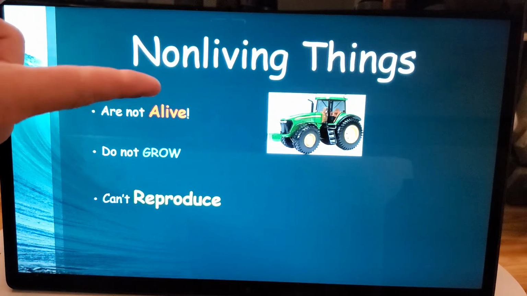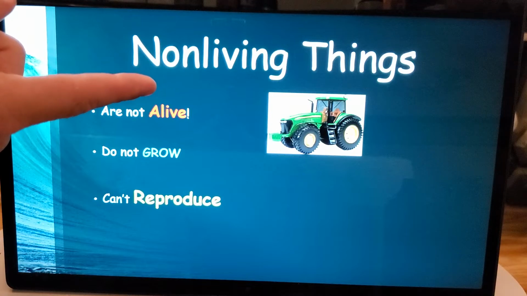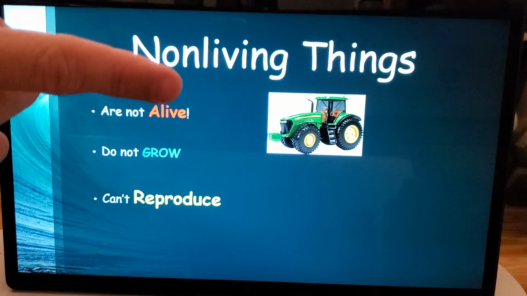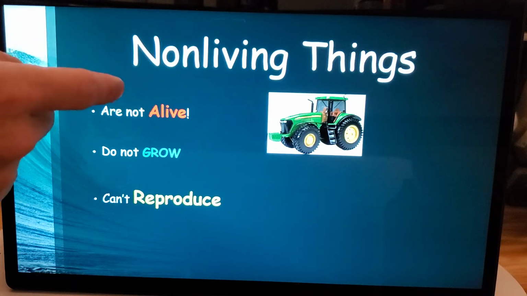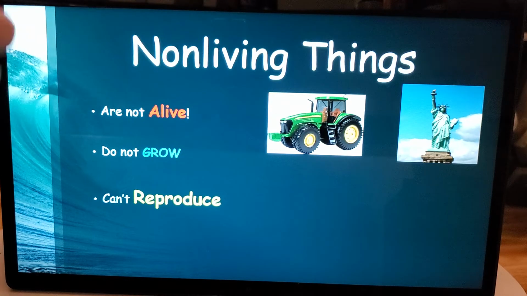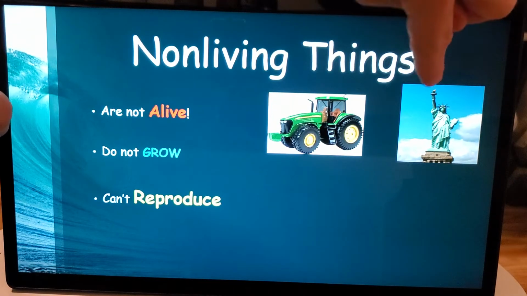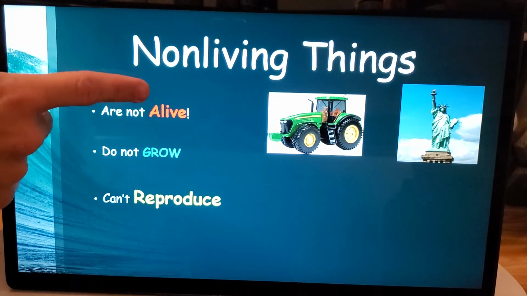Now, here's some examples. A John Deere tractor, I know a buddy out there likes that, is a non-living thing. The Statue of Liberty, although it looks like a lady, the Statue of Liberty is a big statue made out of copper, so it is a non-living thing.